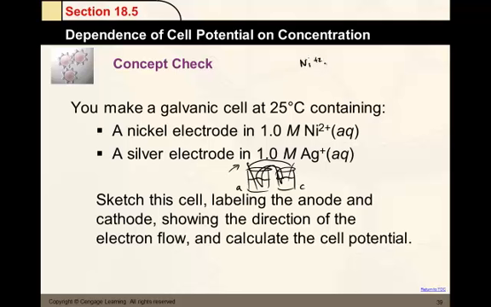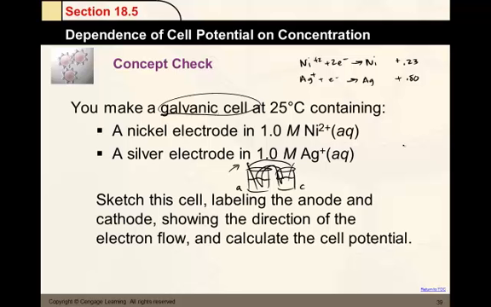Nickel ion plus 2 electrons yields nickel is on there, and that's negative 0.23. So is silver, of course. Silver ion plus an electron yields silver. When I look that up, it's 0.80. I have to combine them in such a way that we're going to get a positive voltage, because this is a galvanic cell.